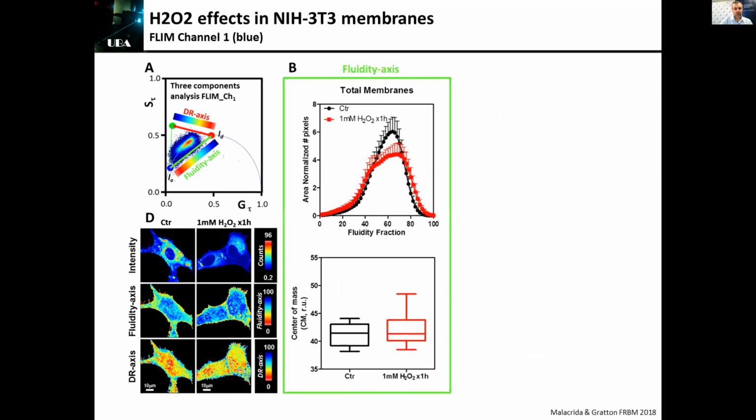So if we do this and we treat our sample with hydrogen peroxide, what we immediately see, analyzing the full image, is that we didn't notice much difference. We see that there is a decrease in the distribution. And this distribution is the histogram of all the pixels along this line, right? Then we calculate the center of mass of this distribution, and we compare the center of mass for each of the cells between the two groups. And this is what I am presenting here.